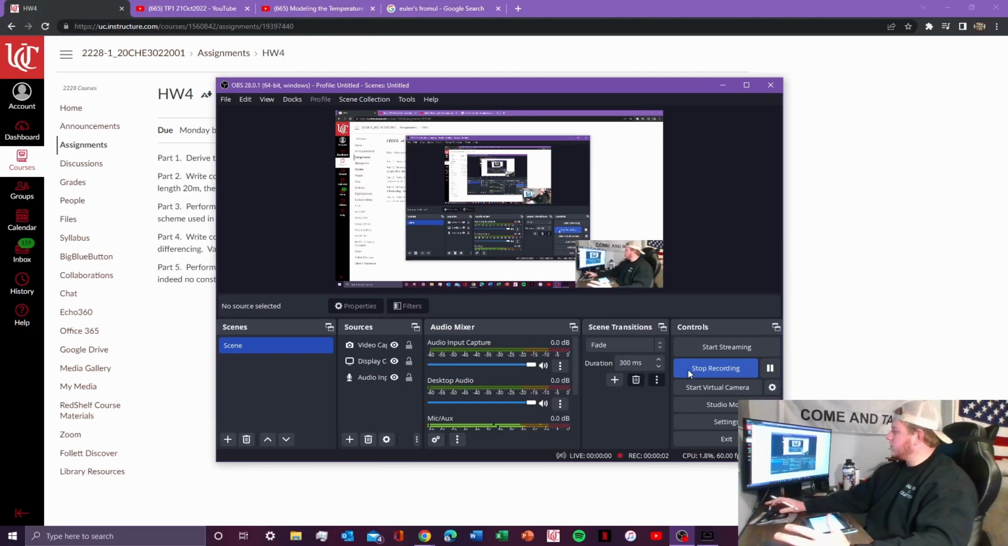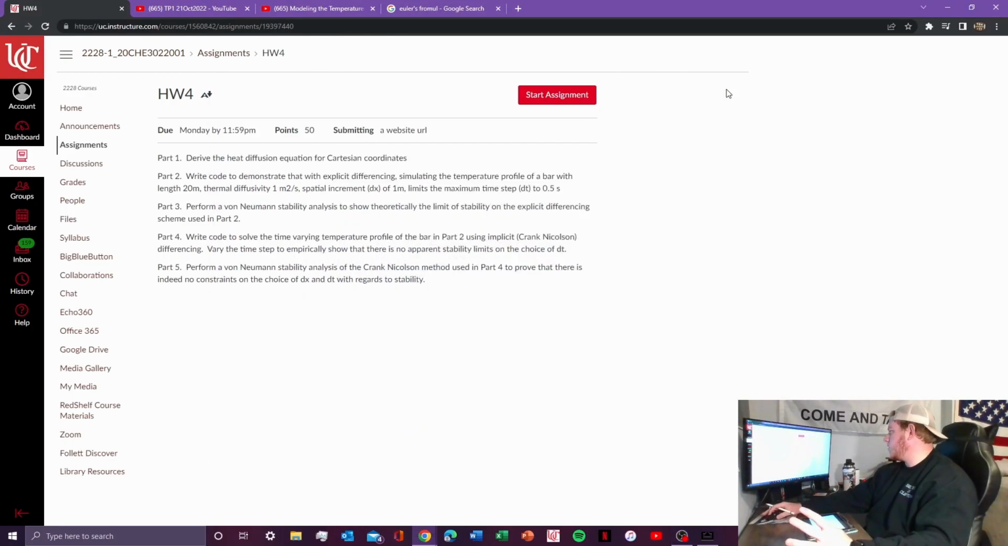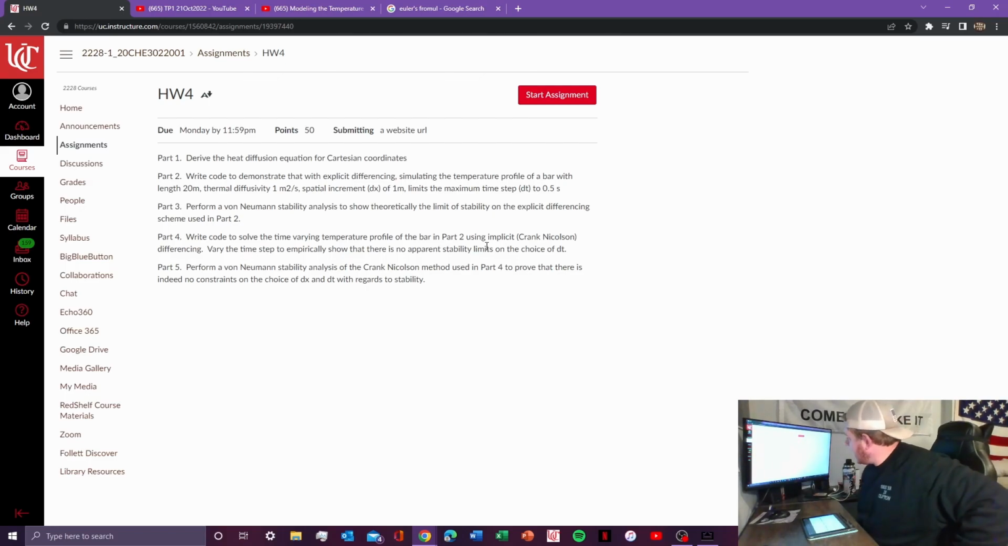Alright, this is homework 4, part 4. We are going to write code to solve the varying temperature profile of the bar in part 2 using implicit Crank-Nicolson differentiation. Vary the time step empirically to show that there is no apparent stability limits in the choice of dt. Alright, let's get started.